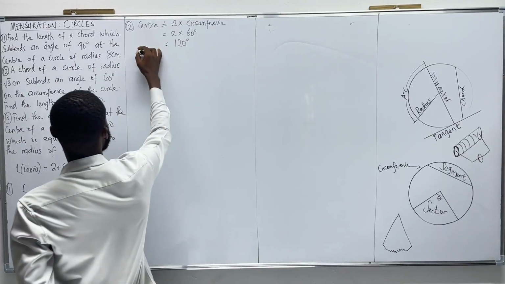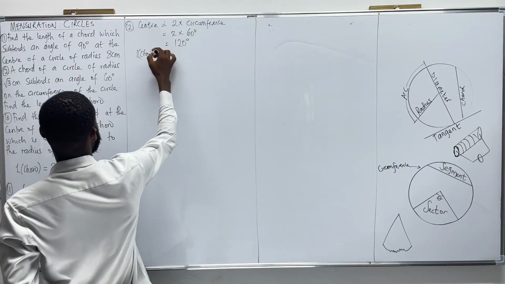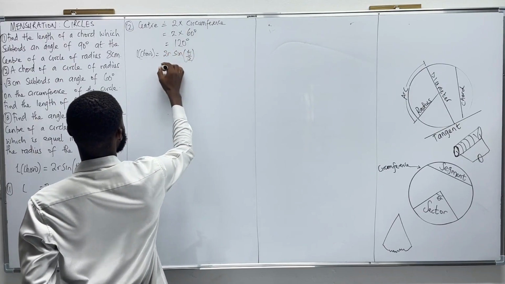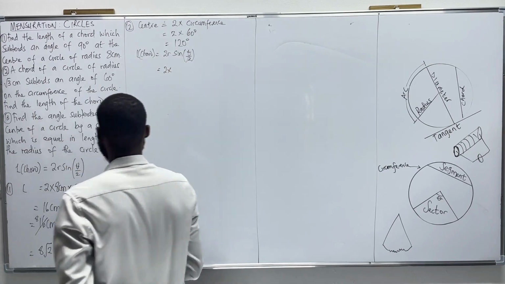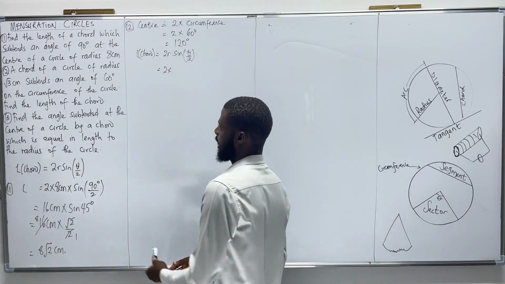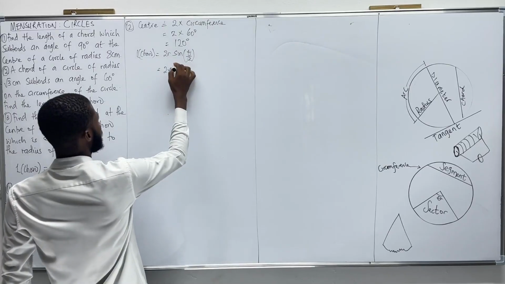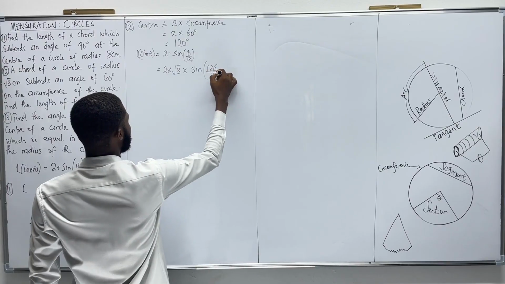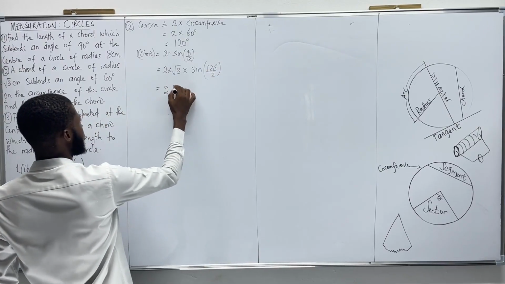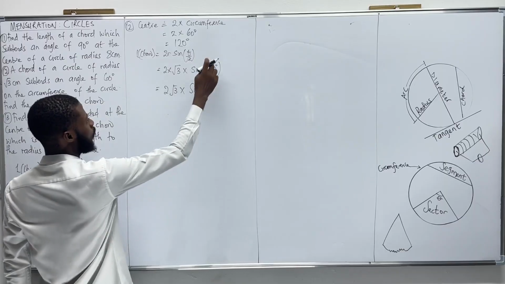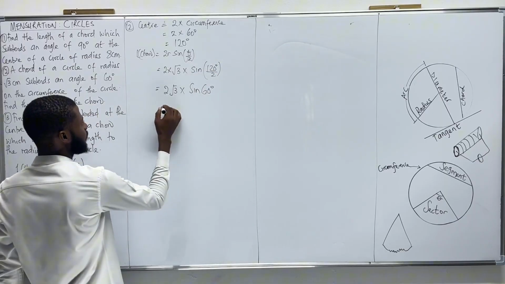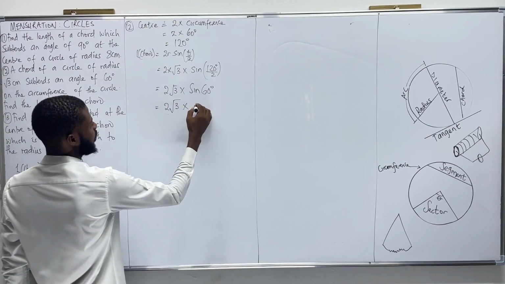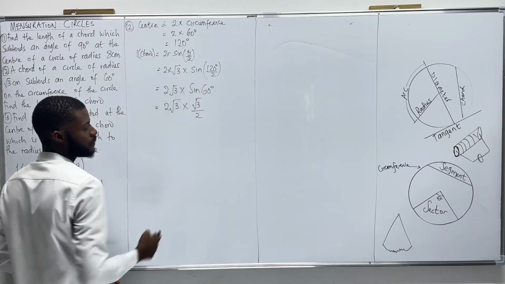So now the length of the chord will become 2r sine theta over 2. So this will be 2 times our radius, which is root 3, times sine of the angle, 120 degrees, then over 2. So this is 2 root 3 times sine, 120 over 2 is 60 degrees. So this is 2 root 3 times sine 60, which is root 3 over 2.